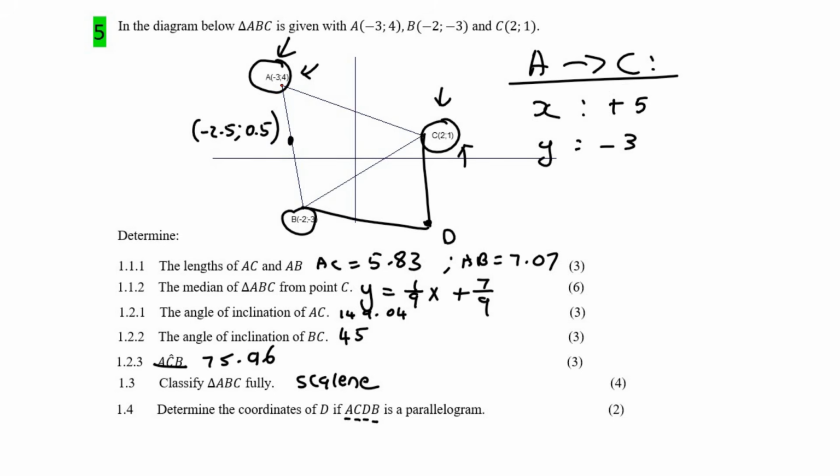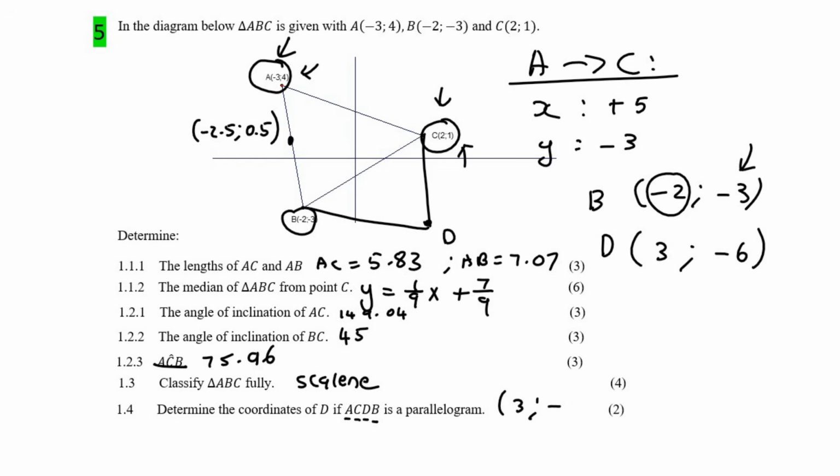How easy is that? So if we look at B's coordinates, they are currently -2, -3. So we're just going to add 5 to that. So D would be, we're going to add 5 to this, which would become 3. And then we're going to subtract 3 from this, and that's going to become -6. And so the answer is 3 and -6, and the reason is called inspection.